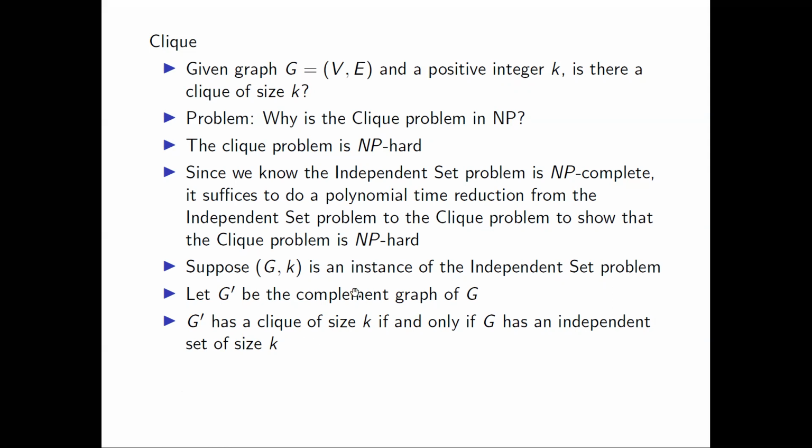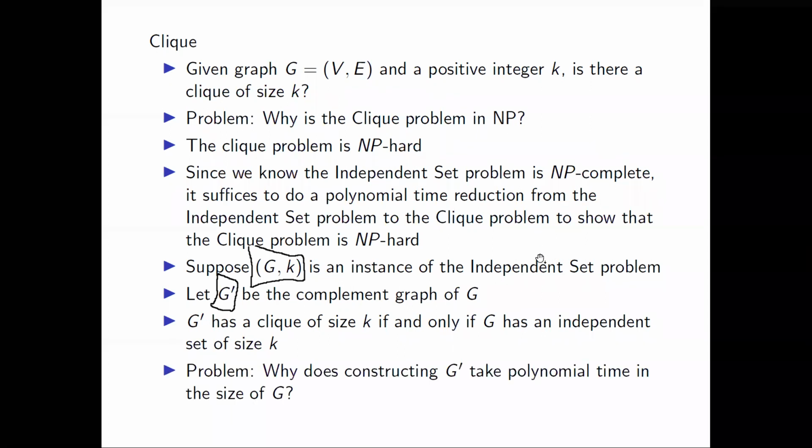So our algorithm is we take our instance (G, K) right here, we calculate the complement graph of G, call it G prime, and then we ask the oracle, does the complement graph have a clique of size K? If it does, then we can say G has an independent set of size K. And if it doesn't, we can say that G does not have an independent set of size K. And so this gives us a polynomial time reduction from the independent set problem to the clique problem, because we're using the clique problem as an oracle to solve the independent set problem.